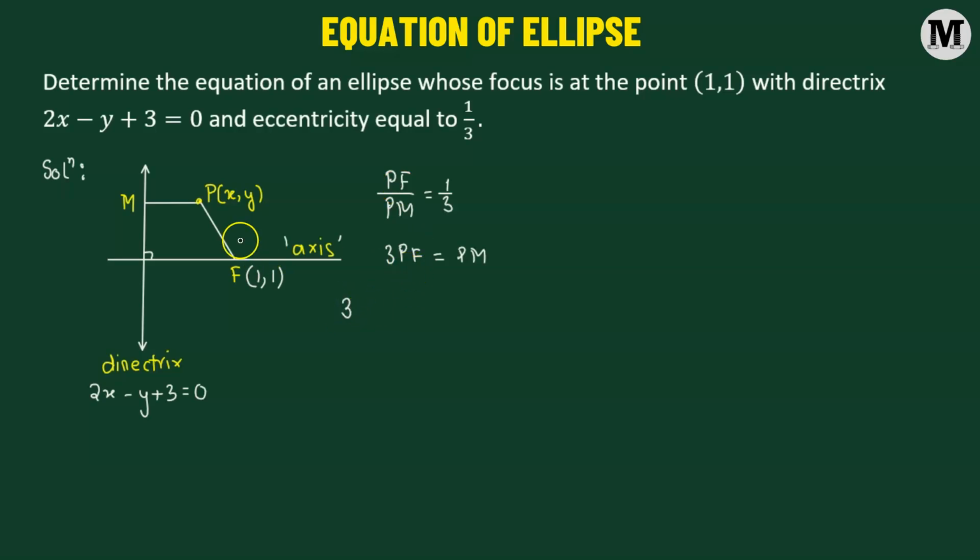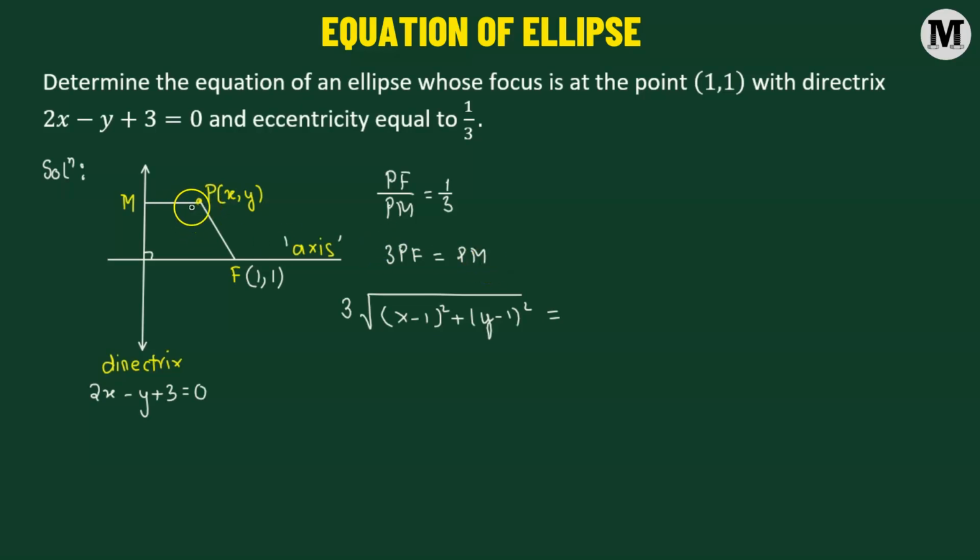So PF is the distance between the point P and F. So we can use the distance formula to obtain the length PF. All we have to do is take the square root. Underneath the square root, we'll take the square of the difference of the x coordinates and add it to the square of the difference of the y coordinates. So that's (y minus 1) whole squared. The difference of the x coordinates will be x minus 1. This will be equal to, now we have to find the perpendicular length PM.